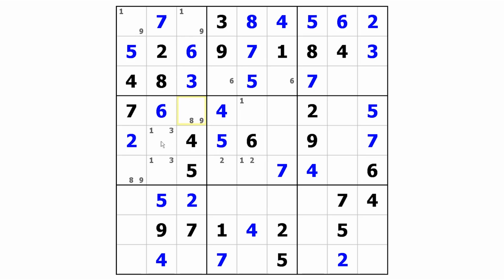And because one of these cells has to be a 1, this has to be 8 or 9. And because there's a 9 in block 7 here, this cell has to be either a 1 or an 8. Now once we solve any one of those 3 cells in column 3, we're going to know the value of the other 2 cells. Okay?